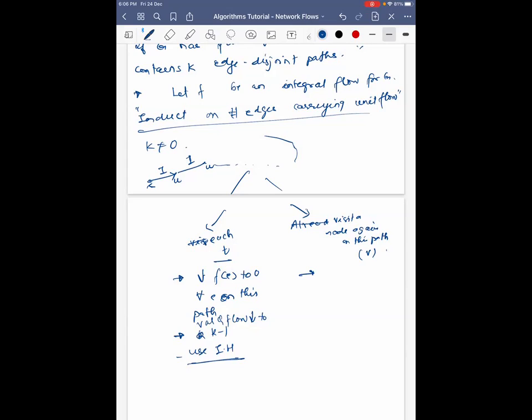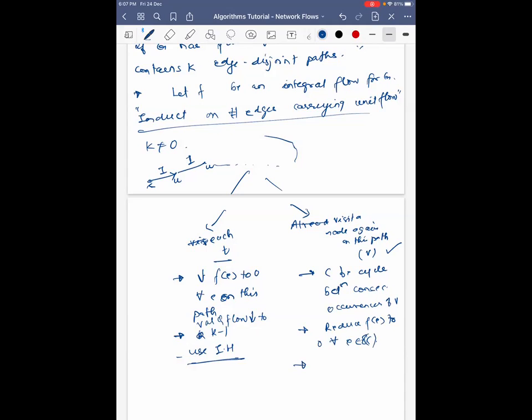Now, consider the second case. Look at the cycle. Let C be the cycle between consecutive occurrences of the vertex V. What you do is simply reduce the flow value on every edge of this cycle to 0. Reduce f(e) to 0 for all e on this cycle.